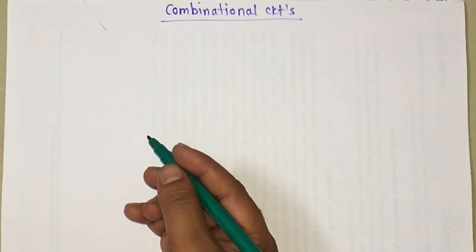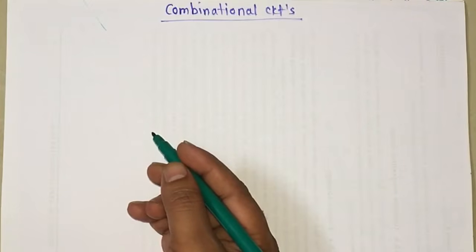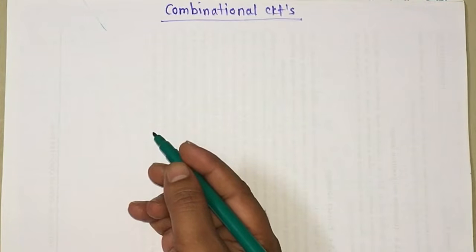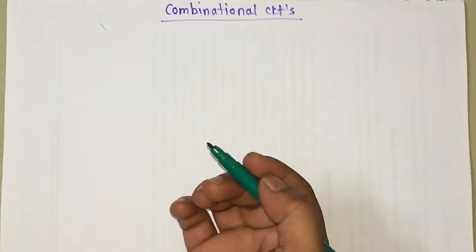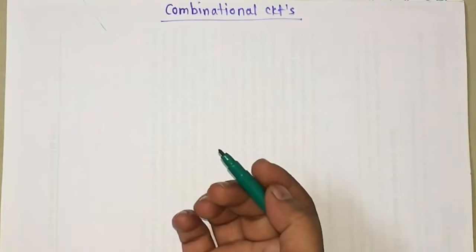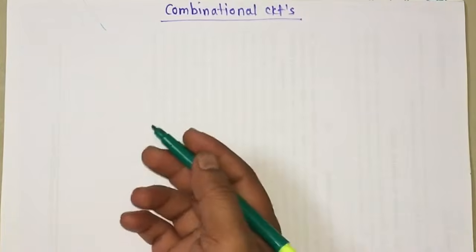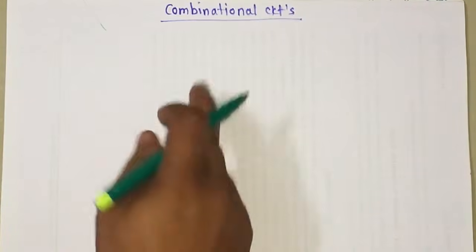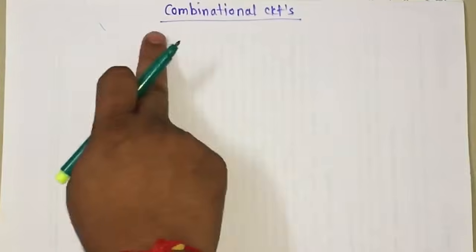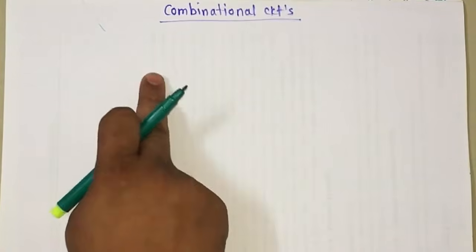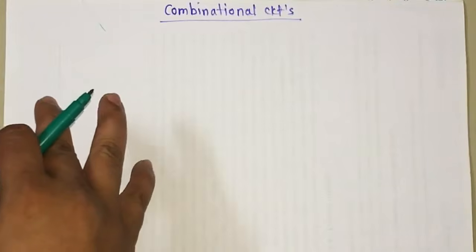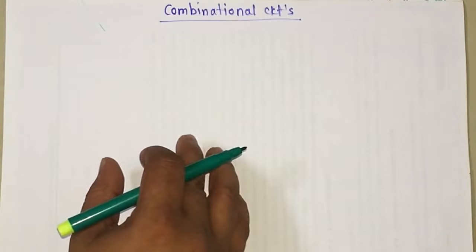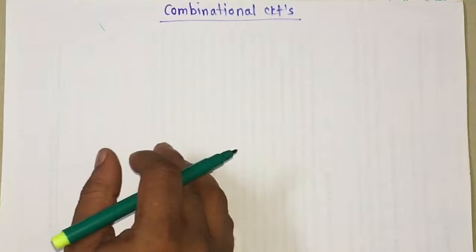Up till now we have seen how to implement the adder circuit, how to implement the subtractor, and how to implement the comparator in the last lecture. All these circuits are combinational circuits. Why is it called a combinational circuit? Because its output depends only on the present input. That's why they are all combinational circuits.